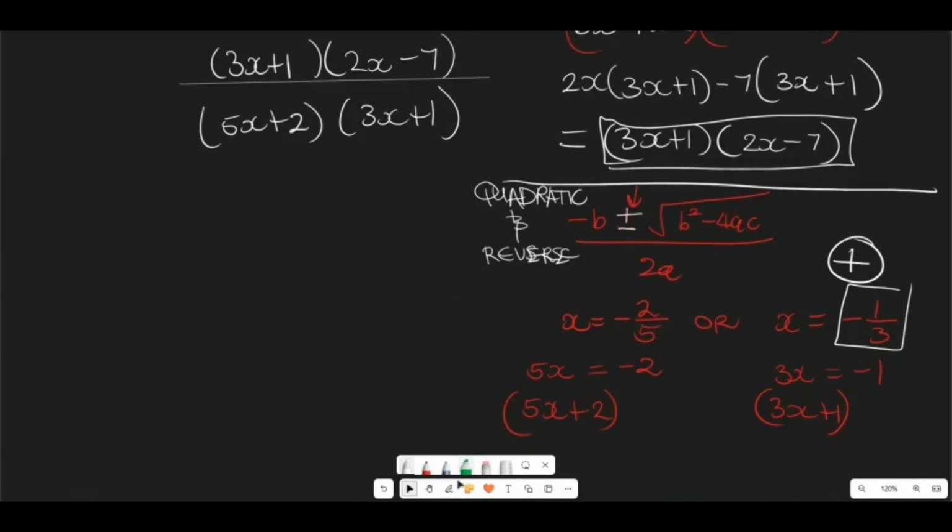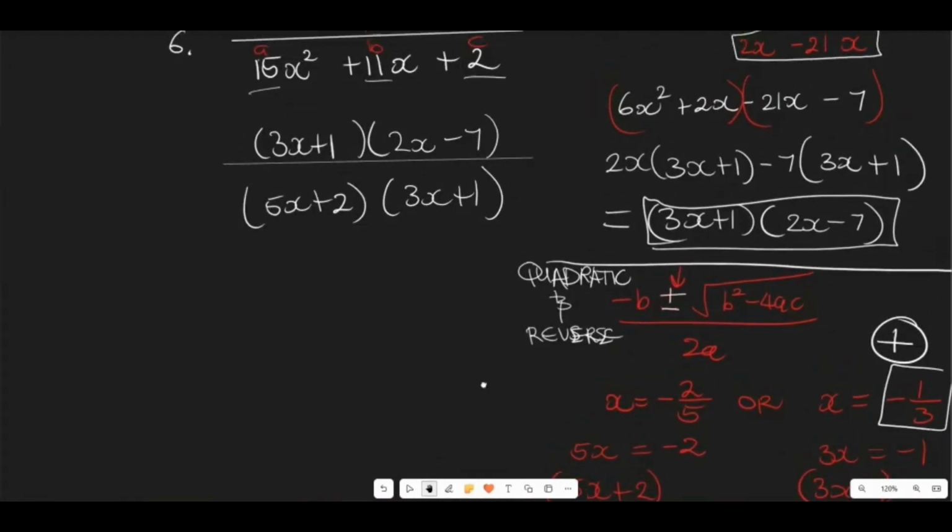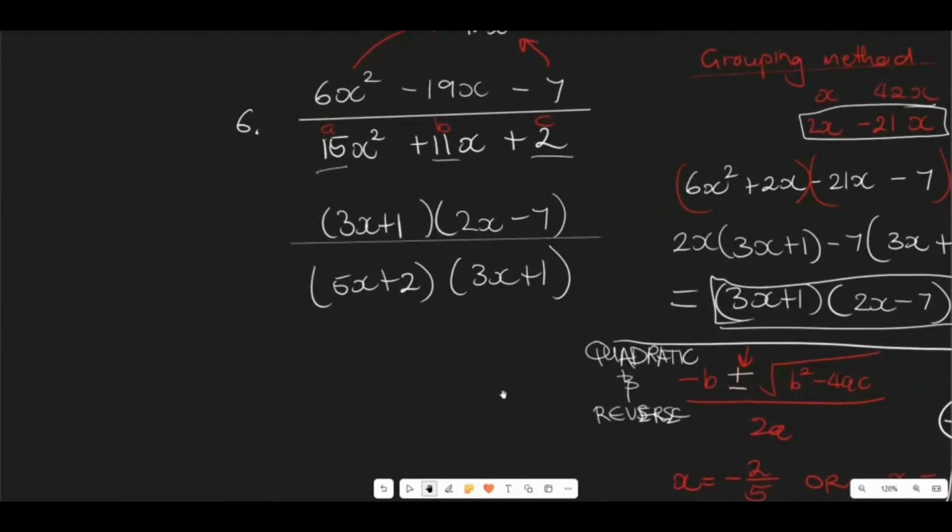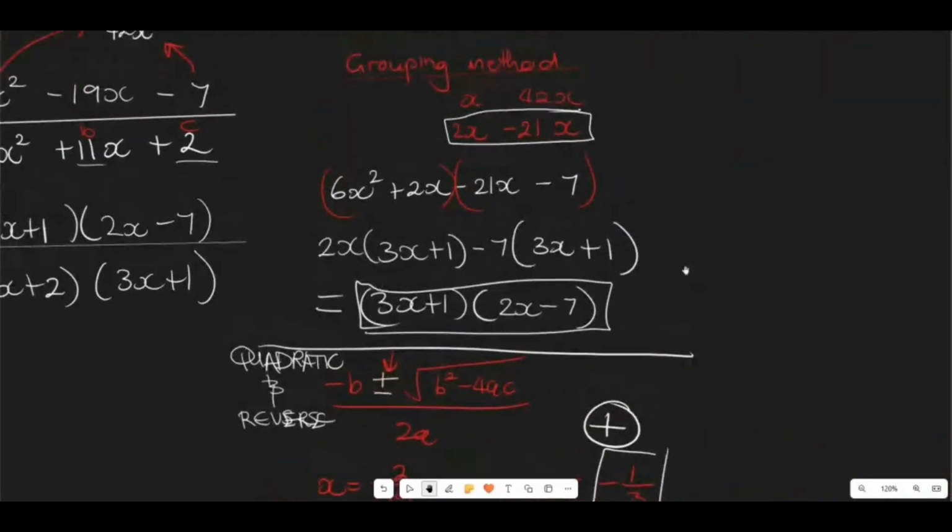And then there we go. I've shown you guys both ways we can do the simplifying, right? We can factorize. So it's just up to you to choose which method you would use. Personally, I like using this method, right?